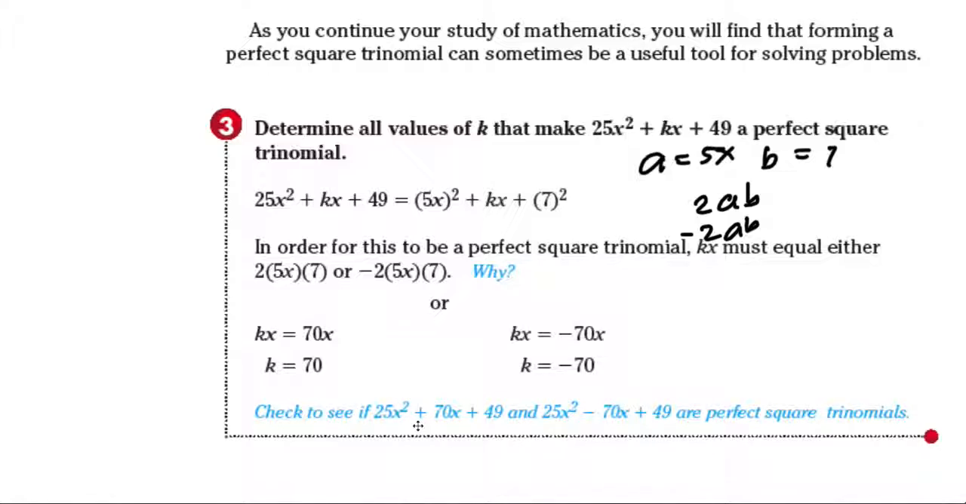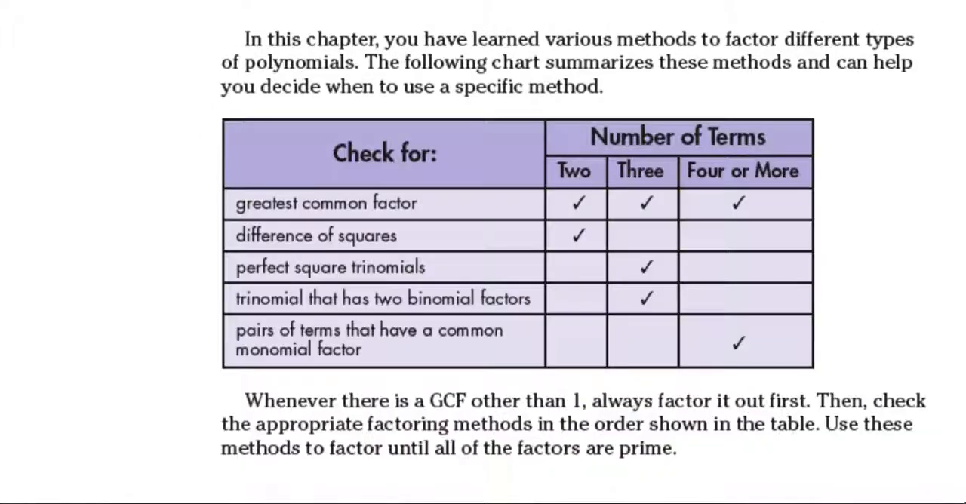Okay, so check to see. Ask yourself the three questions to make sure that 25x squared plus 70x plus 49 is a perfect square trinomial, and 25x squared minus 70x plus 49 is a perfect square trinomial. Last concept in this lesson would be this. In this chapter, you've learned various methods to factor different types of polynomials. The following chart summarizes these methods that can help you decide when to use a specific method.